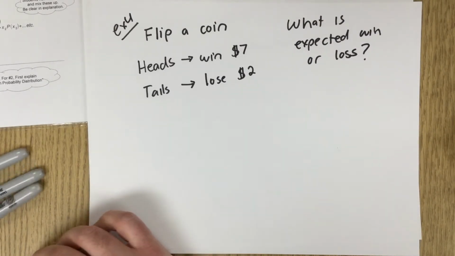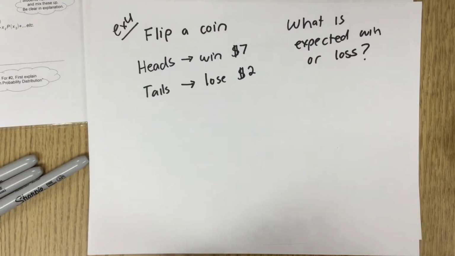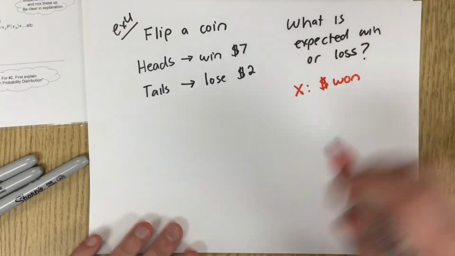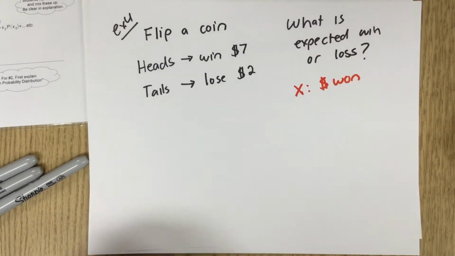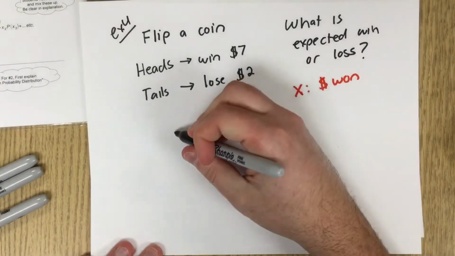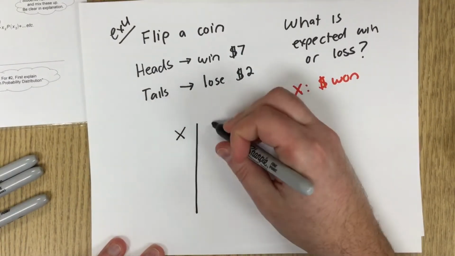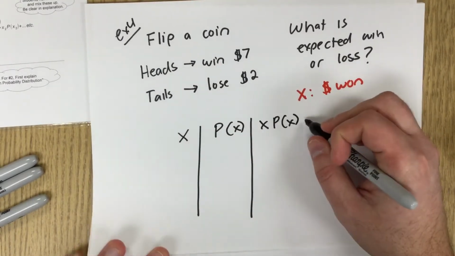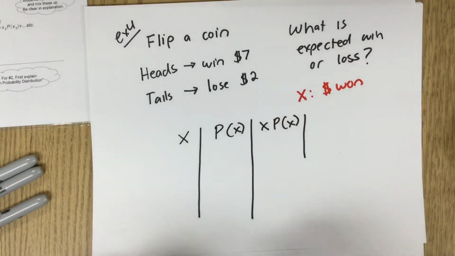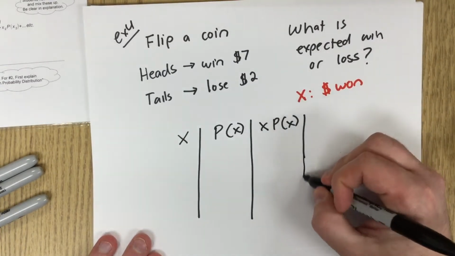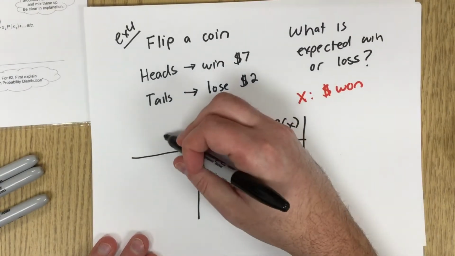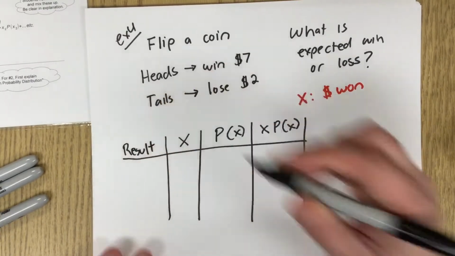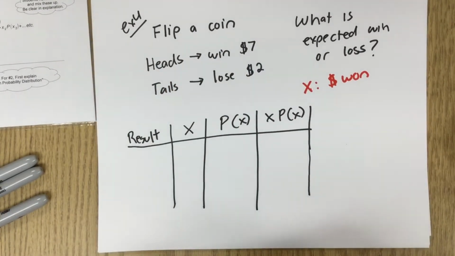And we're going to define X as the amount won in dollars. So that'll be my definition of X. And we're going to make our table: X, P(X), and our X times P(X). Now sometimes it probably would not be necessary in this problem, but sometimes it's useful to add an actual column right at the beginning. And the column that's sometimes useful to add at the beginning is the result column. And that's more of a label. It's not really a mathematical necessity.